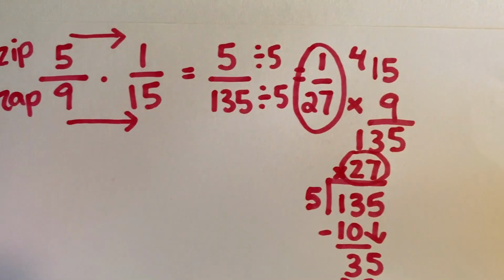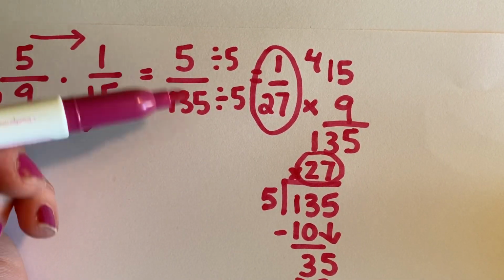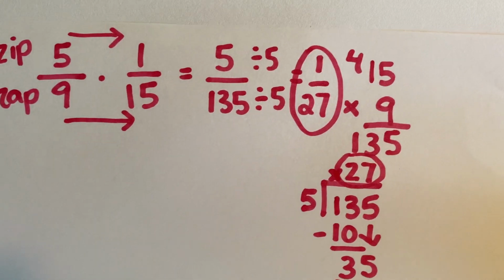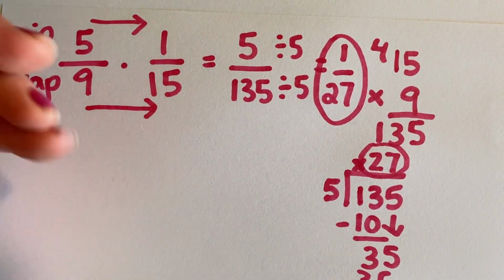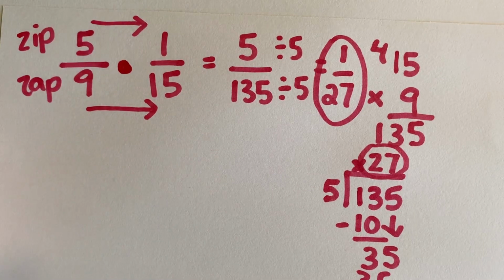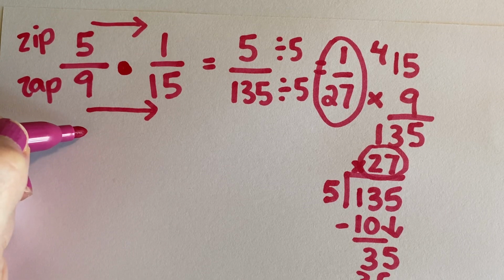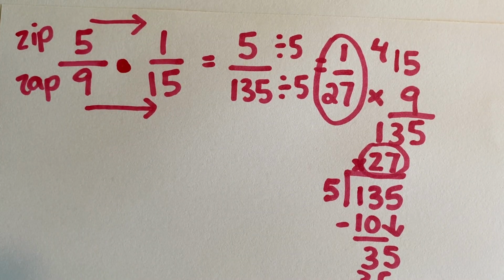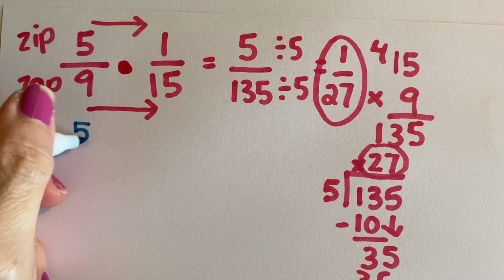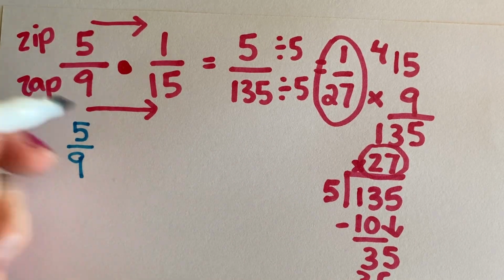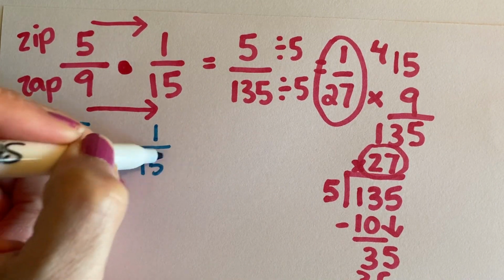Now, what's interesting about this example, so I zipped it, I zapped it, I reduced it, but in order to reduce it, I had to do some long division because my numbers got a little large. I want to introduce you to something called cross-canceling. When you're multiplying fractions, you can do something called cross-canceling. So let me rewrite this. I'm going to actually change colors here. Let me change to blue. Let me just pretend we didn't even do this problem yet, and it's still sitting there as 5/9 times 1/15.